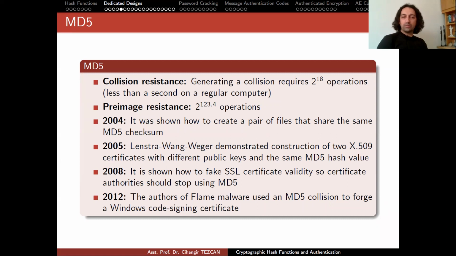So as you can see, a hash function that was broken years ago is still used by people. As you can see in Windows, they were still using MD5 in some instances. And as far as I know, there's still usage of MD5, maybe even in Windows 10.